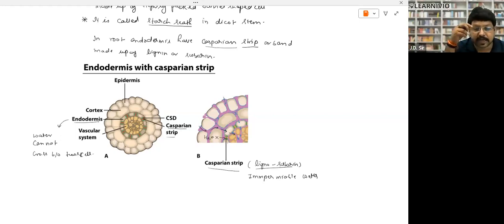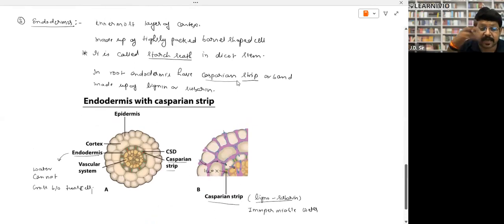When water will enter inside the protoplasm, it will be filtered and it will be made free from the bacteria and virus. To prevent the entry of bacteria and virus inside the xylem or inside the plant, this Casparian strip helps, right? That is the function of Casparian strip. Is it clear or not? Tell me, all of you. Yes, sir. Clear? Crystal clear? Okay.